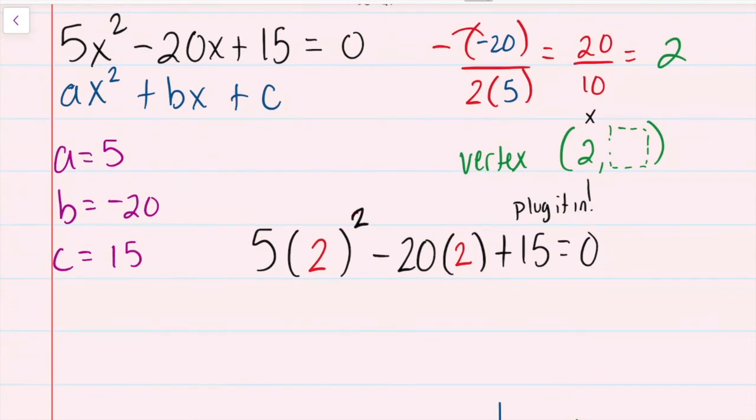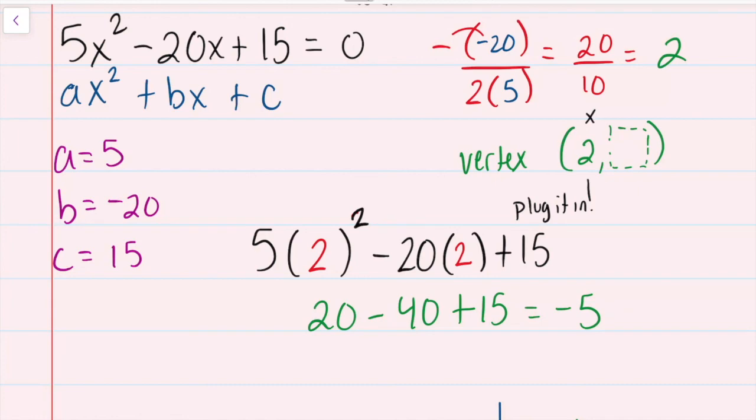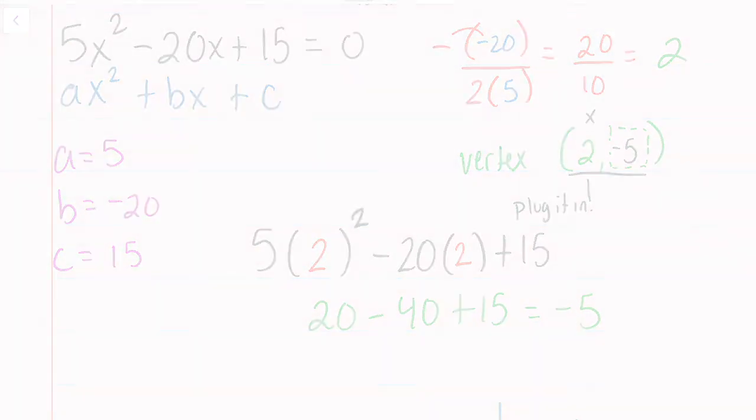Well, let's finish up here, guys. What's 2 squared? That's 2 times 2, 4 times 5. That's a 20. Minus, what's negative 20 times 2? Minus 40 plus 15. If I were to do the math here, 20 minus 40, that's negative 20 plus 15, that's a negative 5. So we found our last piece. This will be a negative 5. There it is. So we just found our vertex.